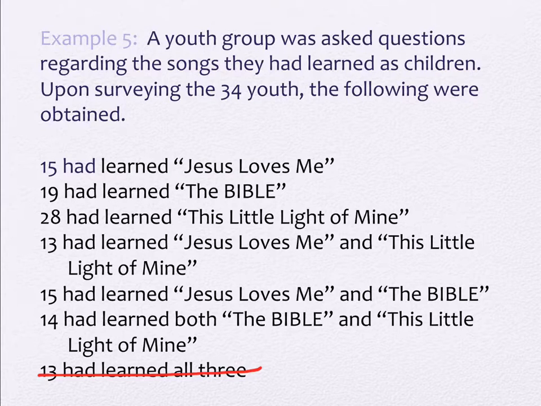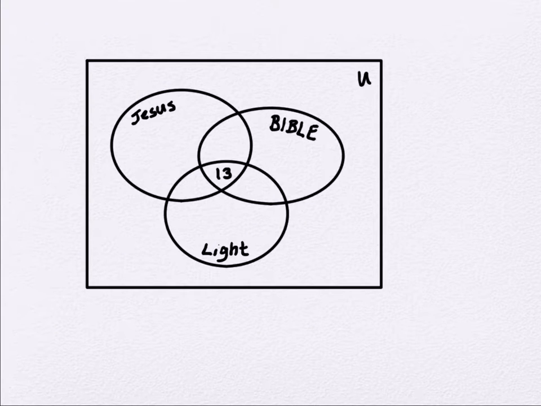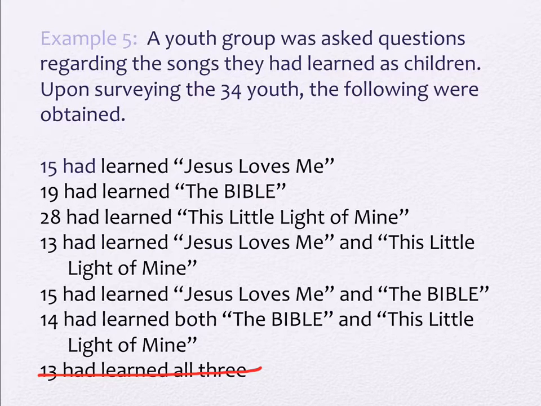It says 14 had learned the Bible and This Little Light of Mine. Well, the Bible is my top right corner. The light of mine is the bottom one, and there's 13 in the middle contained in both of them already, which means what needs to go out here? Just one. One additional child or youth. And we've done that one.